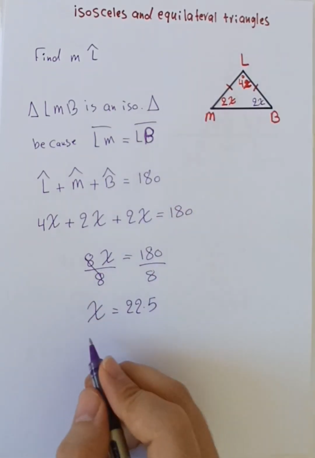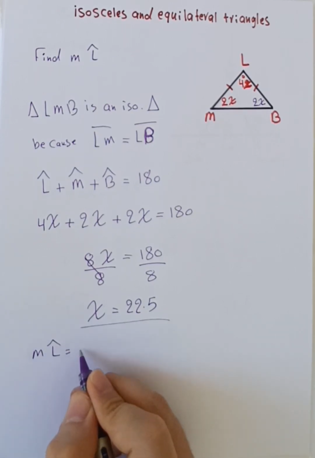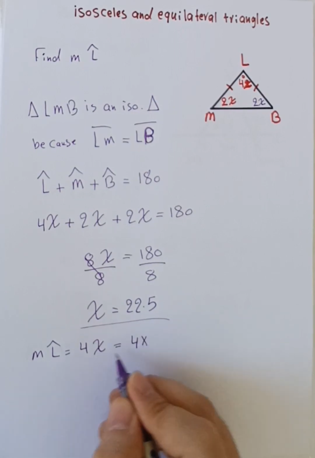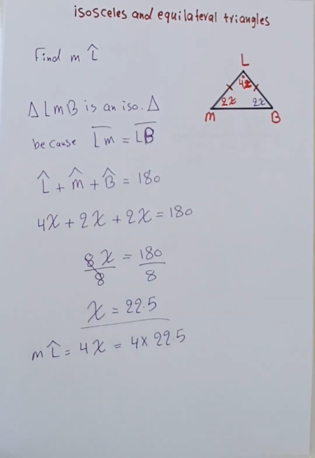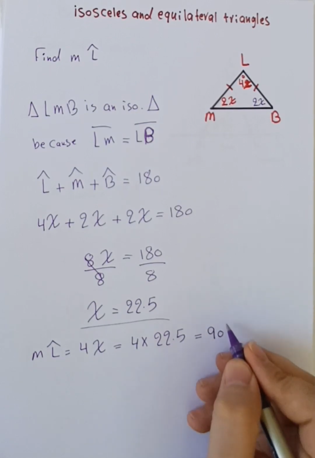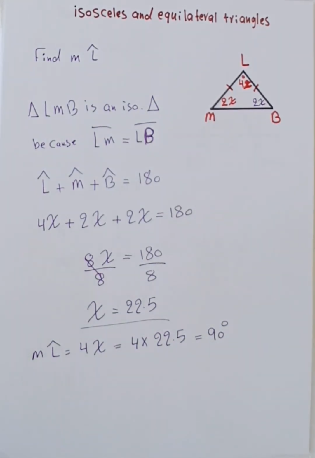And then the measure of angle L is equal to 4x. So we have 4 times the value for x, which is 22.5. 4 times 22.5 equal to 90 degrees. So the measure of angle L equals 90 degrees.